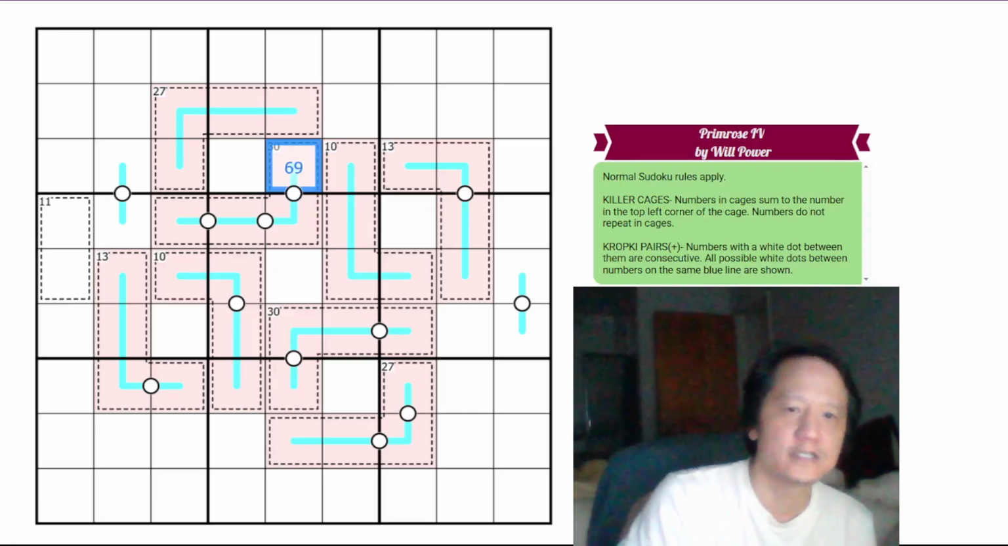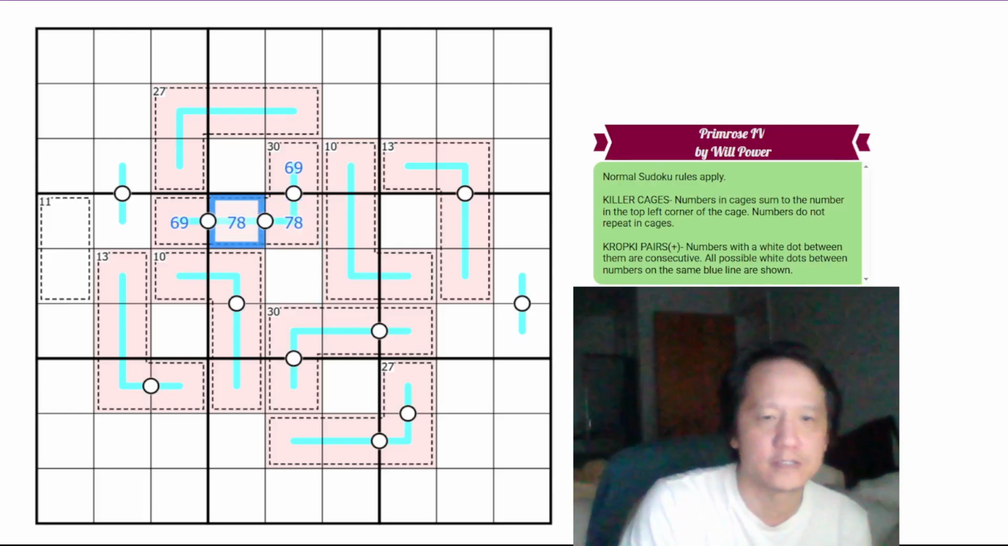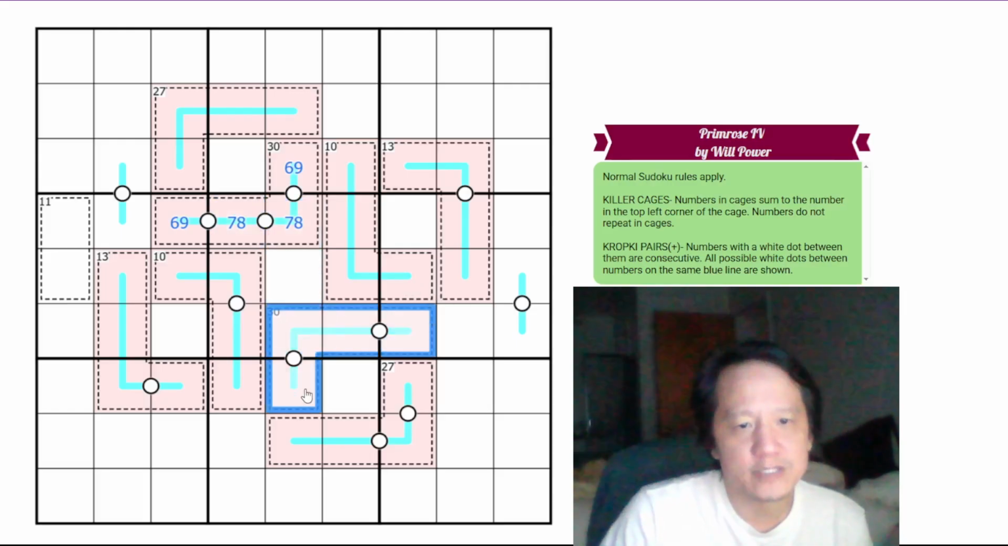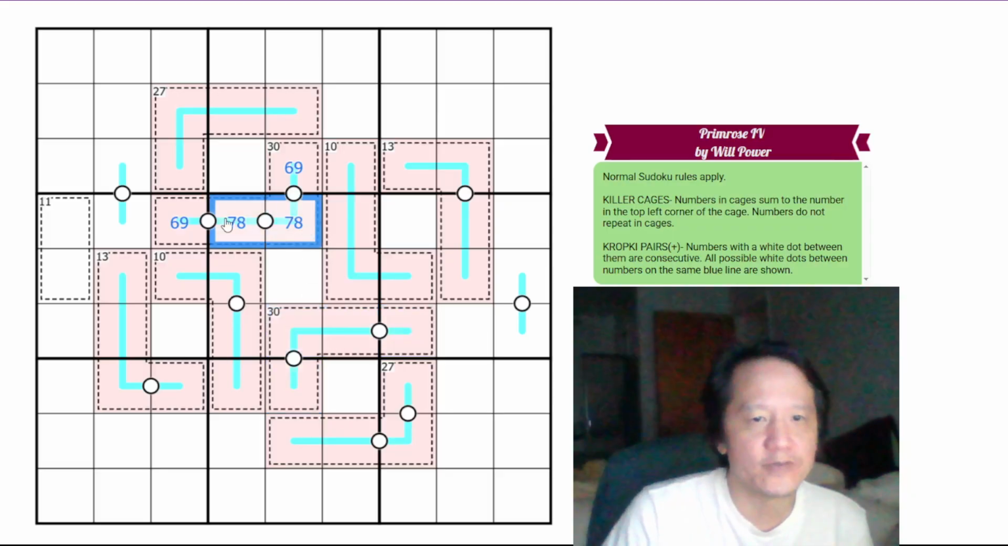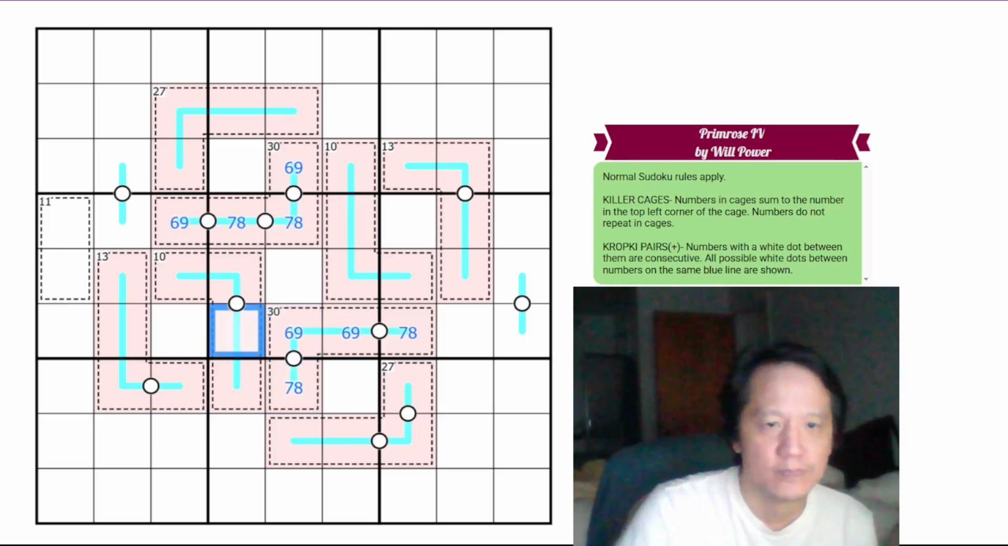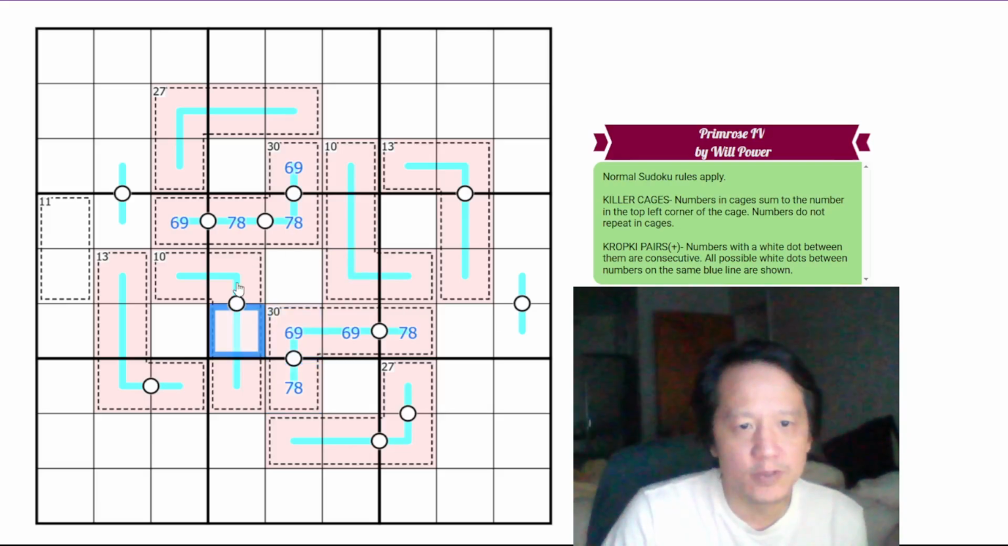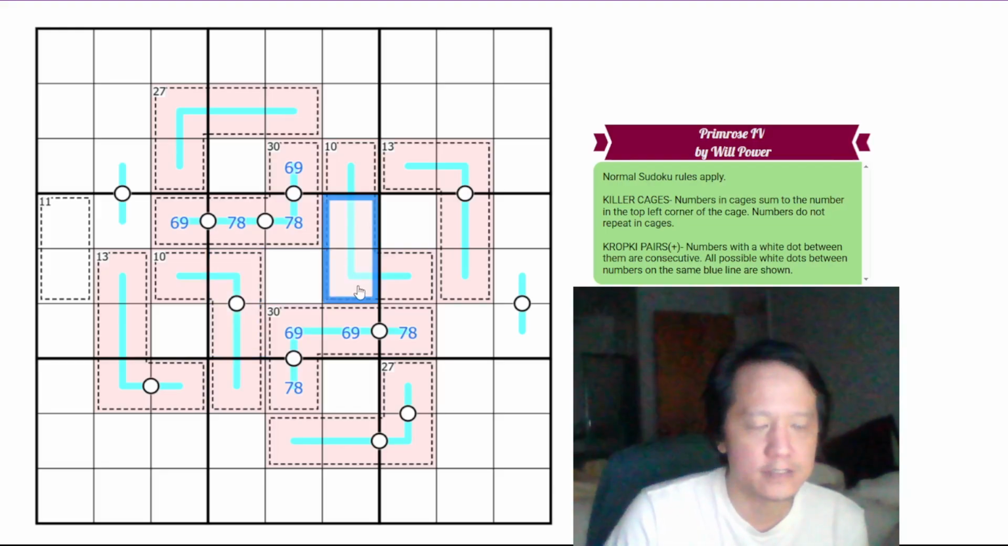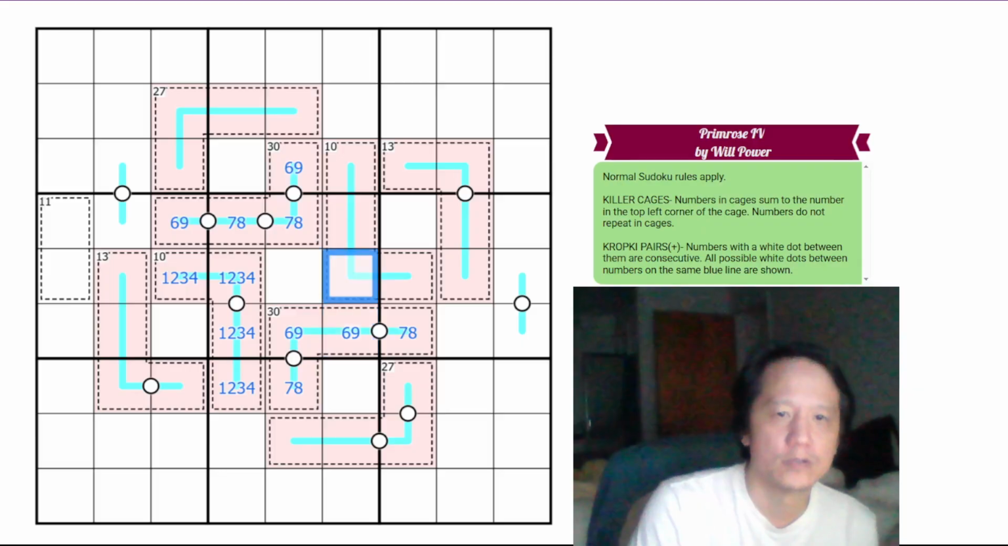So this is 6 or 9, and this is 6 or 9. So it must be next to 7 or 8. This must be 6, 7, 8, 9, but it cannot be 7 or 8 because of the 7, 8 pair in the box. So this must be 6 or 9, which forces this to be 7 or 8, and this 7 or 8. Similarly, these digits are consecutive, but these are not. They must be 1, 2, 3, 4, but we're not sure in what order. Same here.